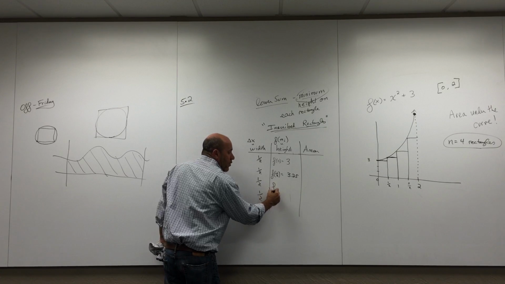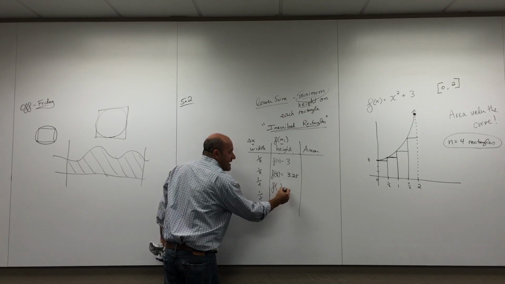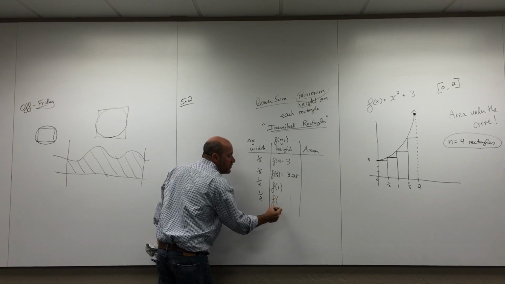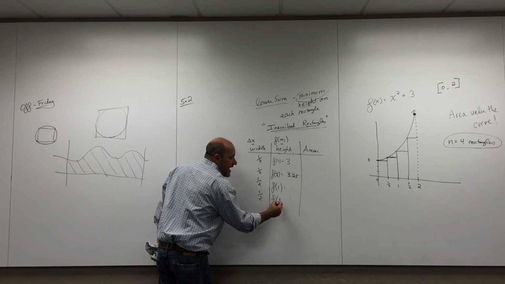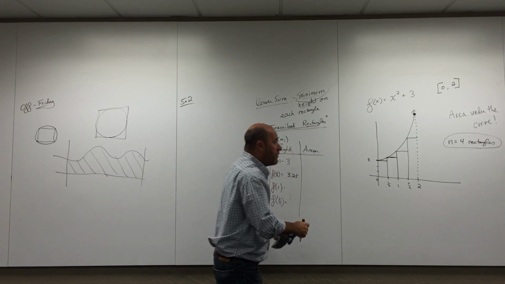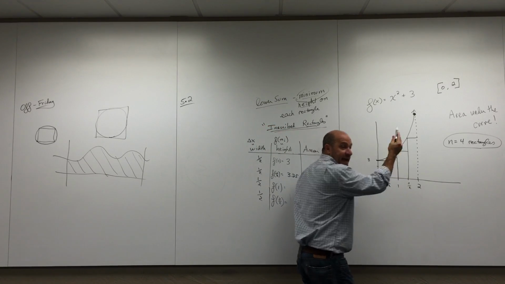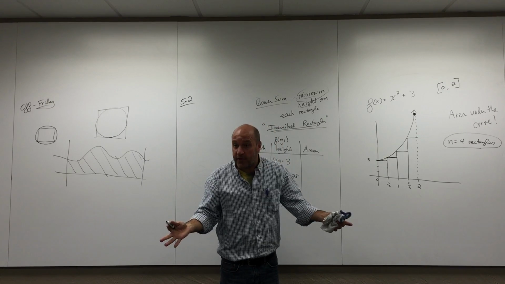For the third rectangle, what are you going to plug in to get the height? 1. You're going to plug in a 1. For the fourth rectangle, what will you plug in to get the height? 3/2. So in this particular example, we keep plugging in this left endpoint, don't we? And we get the heights of these inscribed rectangles.